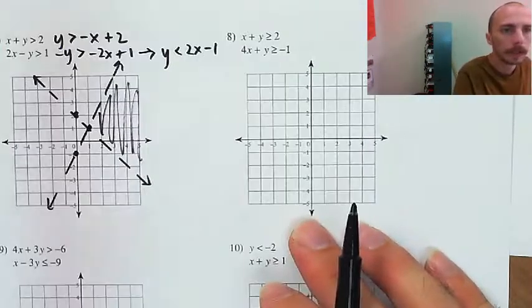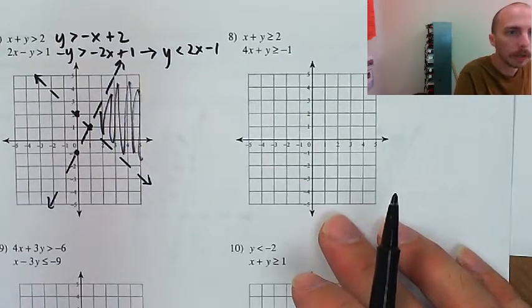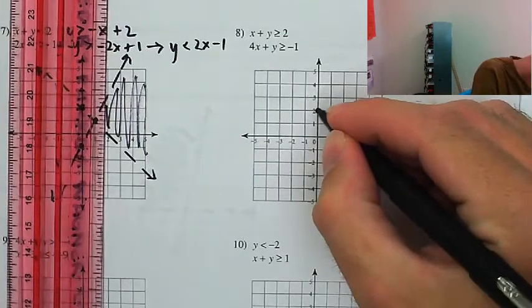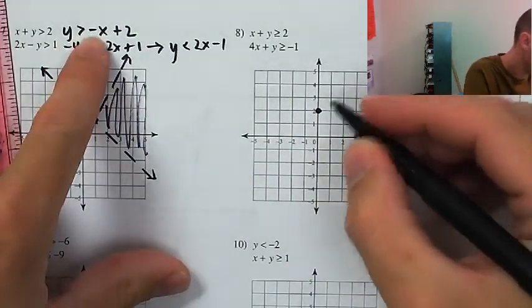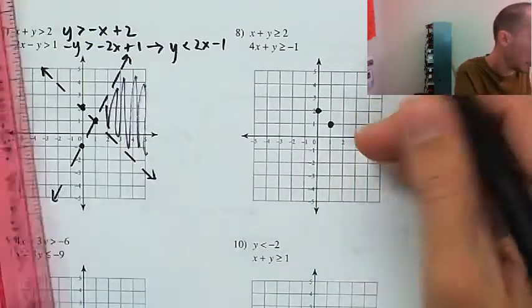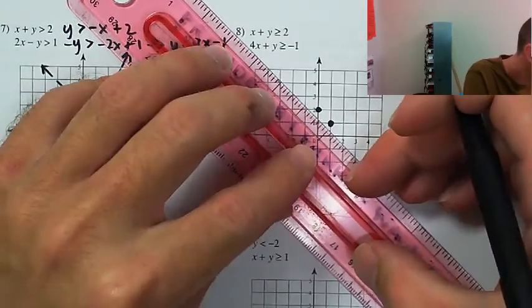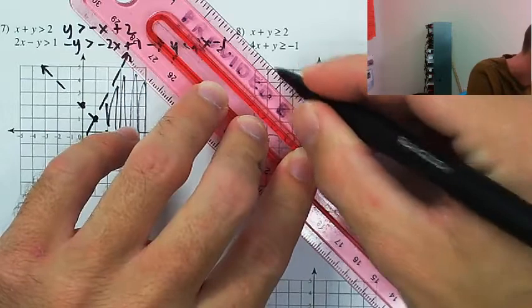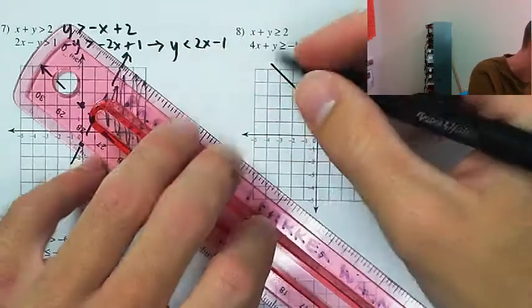Okay. This one, all right, not that much different. So x plus y greater than or equal to 2. So we already did that one. That's going to be y is greater than or equal to negative x plus 2. So it'll look exactly the same, except for the fact that it'll be a solid line because it's greater than or equal to instead of just greater than.